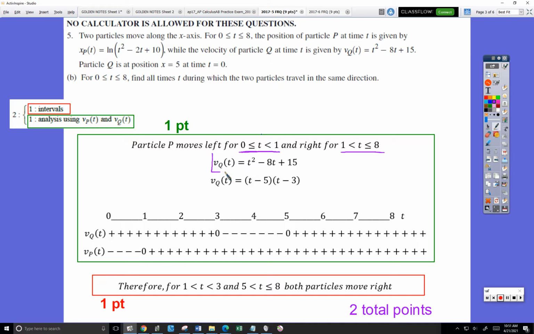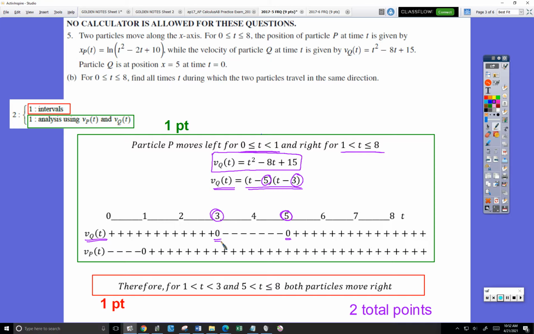We already have the velocity for particle Q. I was able to factor the velocity for particle Q to make the analysis easier. So now I can say that when time is equal to 5, the velocity of particle Q will definitely be 0. When time is equal to 3, the velocity of particle Q will definitely be 0.